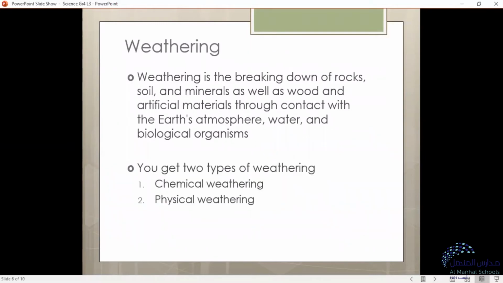Weathering is the breaking down of rock, soil, and minerals, as well as wood and artificial materials, through contact with Earth's atmosphere, water, and biological organisms. And when these soils break up, we call them sediments or sedimentary rocks. You get 2 types of weathering: chemical weathering and physical weathering.